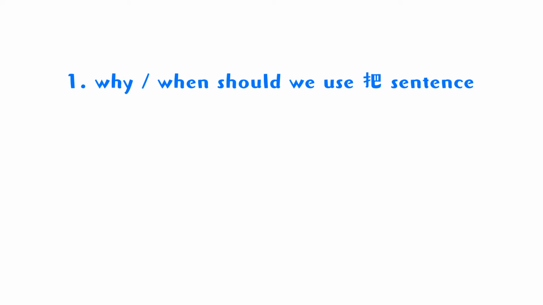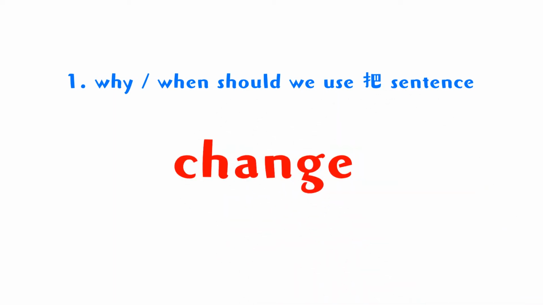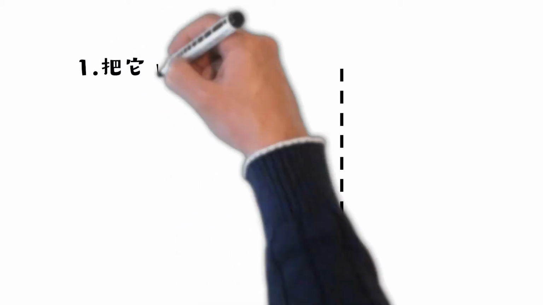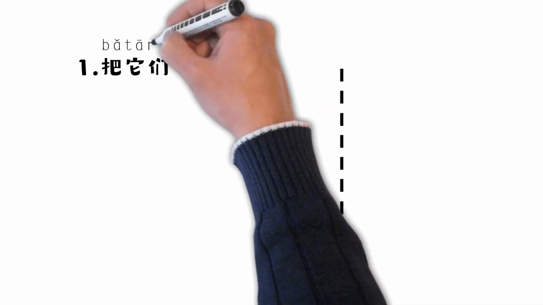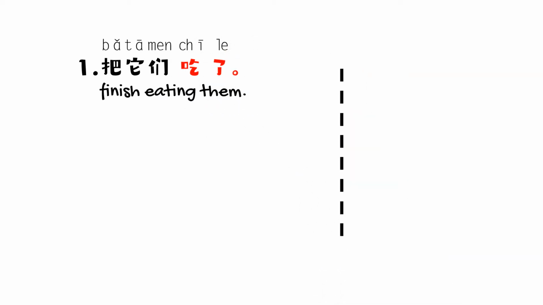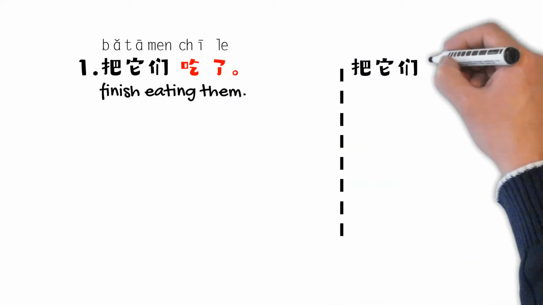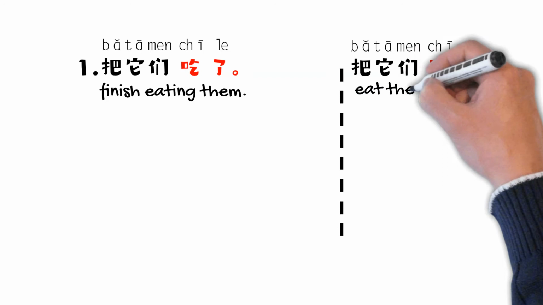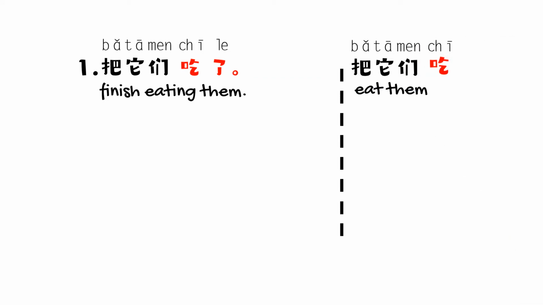Actually, it's only about change. Now, let's see the examples of 把 sentence to understand the change in sentence. Number 1. 把它们吃了, which means finish eating them. We have a similar 把它们吃, literally, eat them. But what is the difference between the two sentences? The first sentence is 吃了, which means finish eating.